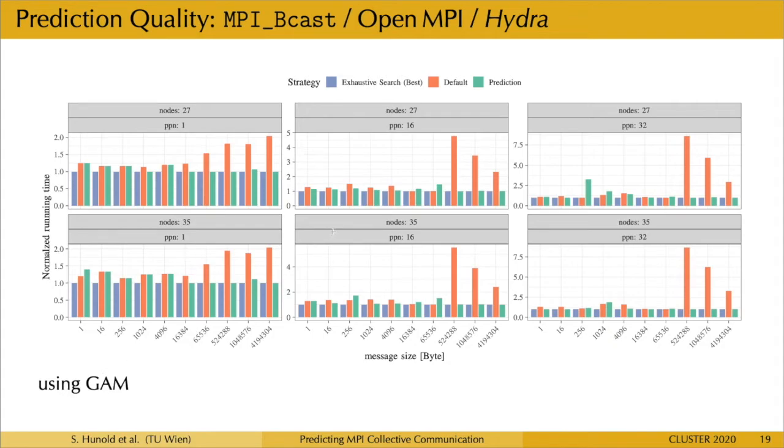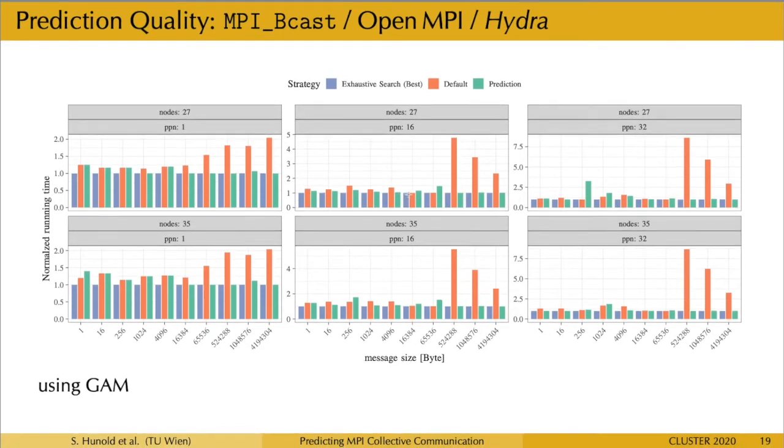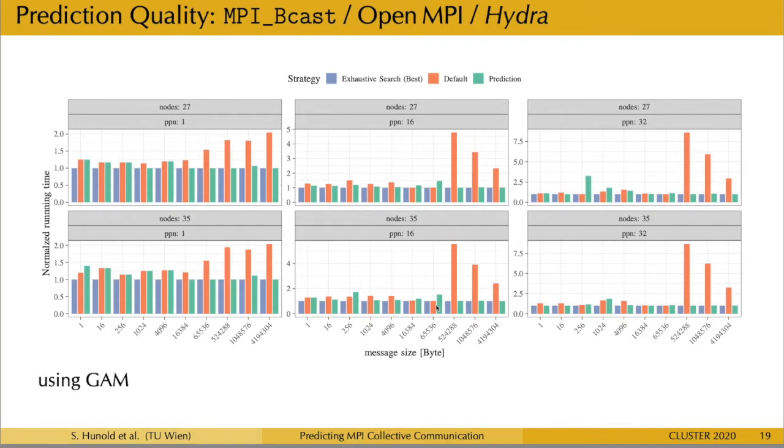But what is important here is that most of the time, the green bar is very similar to the best one, to the blue one. So we are actually finding the best case in many, or we are not far away from the best case in most of these situations here. And in some, for example here, for larger message sizes, we can beat the default decision logic, and quite a bit. There's a factor here, factor 5.